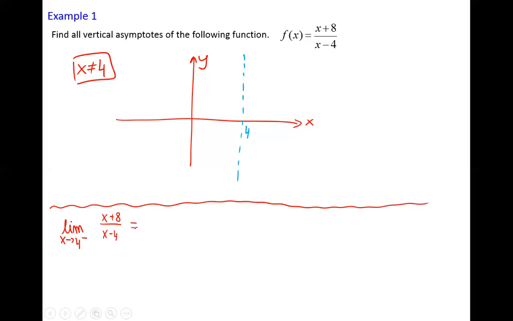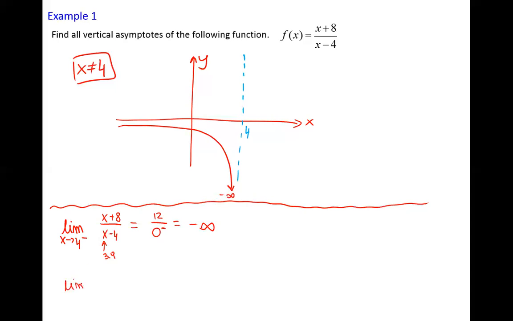Okay. Of course, it must be unbounded y value, infinity. But let's check if this will be positive infinity, the function will go up, I mean on the left-hand side, up or down. Okay, 4 from the left, 4 plus 8 will give me positive number, 12, but 4 minus 4 will give me 0. But since this is on the left-hand side, it is 3.9. 3.9 minus 4 will be a small negative number. That means 12 over small negative number will give me big negative number. That means function will go actually down, negative infinity.